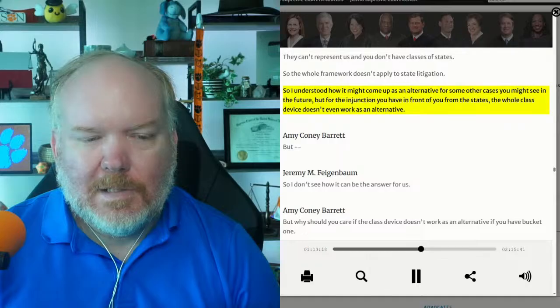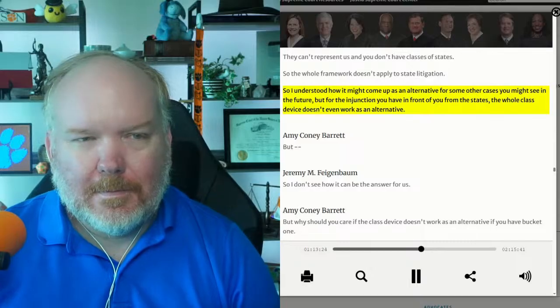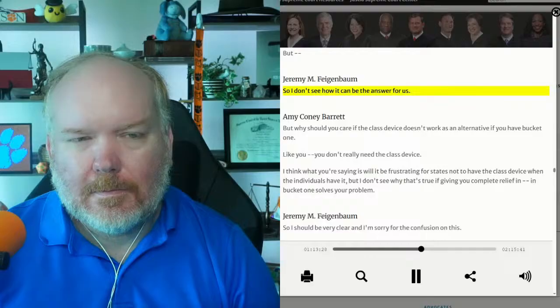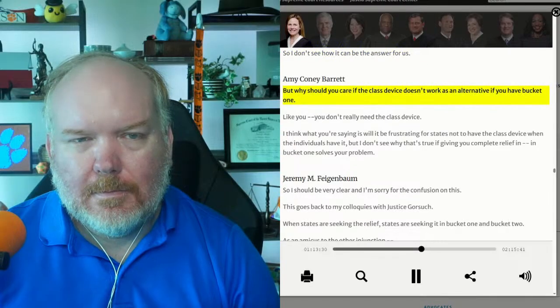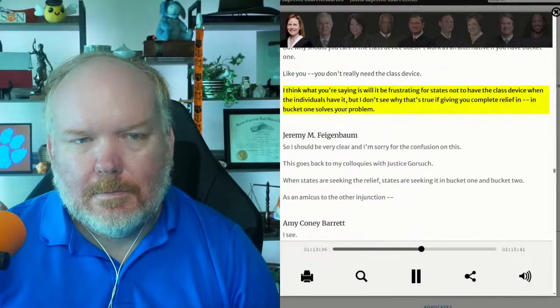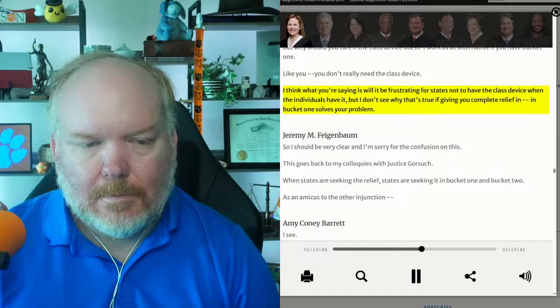So I understood how it might come up as an alternative for some other cases you might see in the future. But for the injunction you have in front of you from the states, the whole class device doesn't even work as an alternative. So I don't see how it can be the answer for us. But why should you care if the class device doesn't work as an alternative if you have bucket one? Like you don't really need the class device. I think what you're saying is, well, it'd be frustrating for states not to have the class device when the individuals have it, but I don't see why that's true if giving you complete relief in bucket one solves your problems.